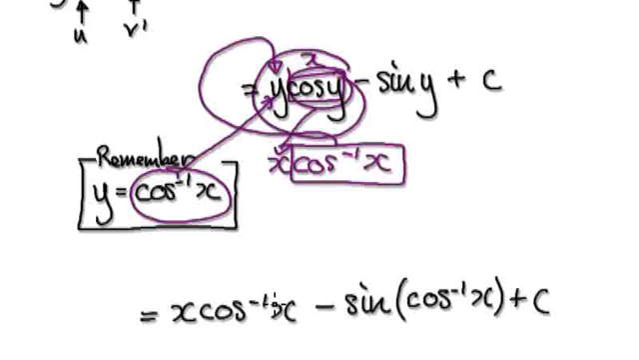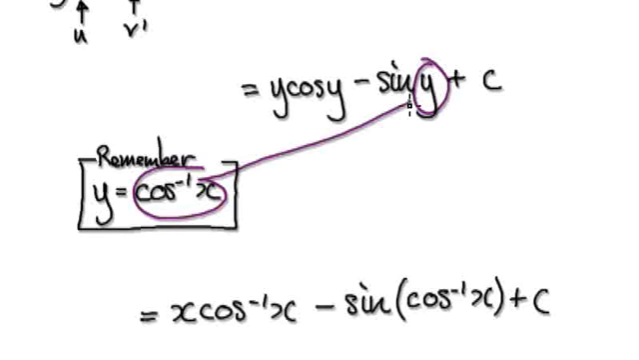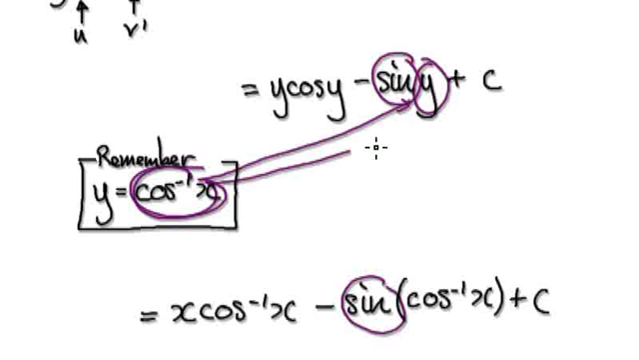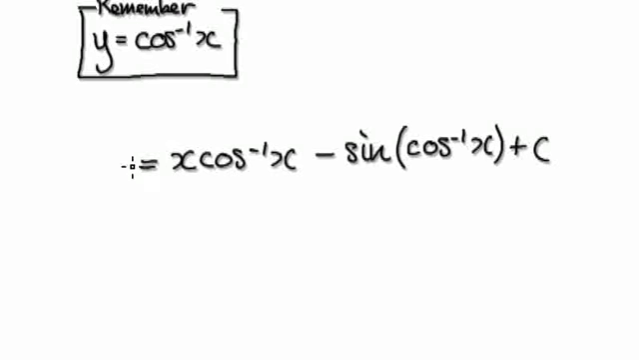Okay, so this whole thing here will then become this. So now here you've got sine of y, so you can actually put this into here. So this sine here is this bit here, and the y is this whole bit here. So this here is our answer.